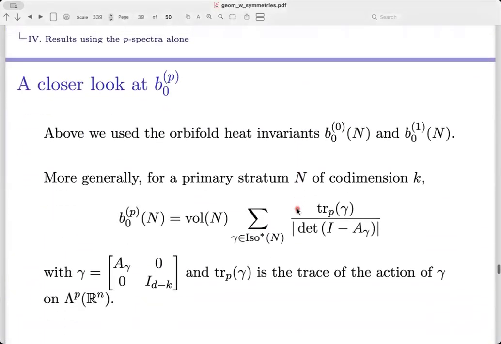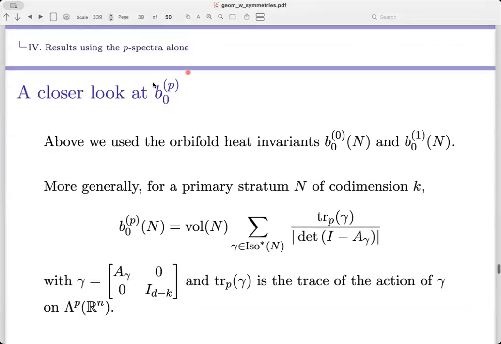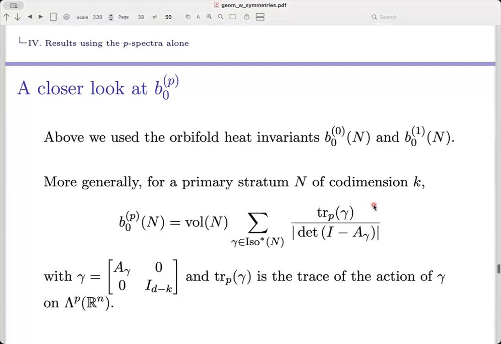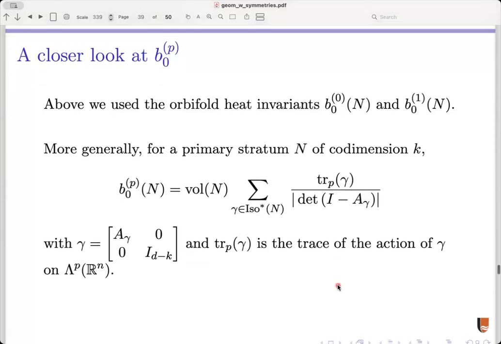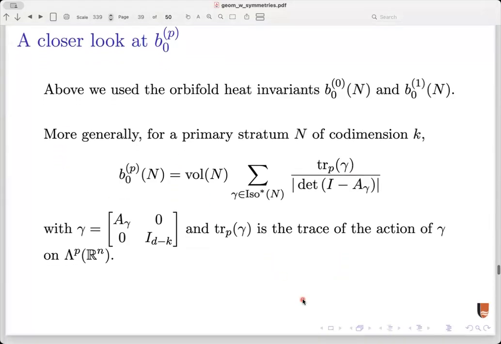To do that, we took a closer look at this 0th orbifold heat invariant corresponding to the Hodge Laplacian acting on p-forms, right? So now not just functions and 1-forms, let's see what happens if we keep the p in the expression above. It has very much a similar form to what we saw before, except for the numerator here, where we have the p trace of our isotropy element gamma. And that's going to be the trace of the action of this isotropy element gamma on the p-forms on R^n. So that trace appears right there. Just keep in mind, that's what this zeroth heat invariant looks like.